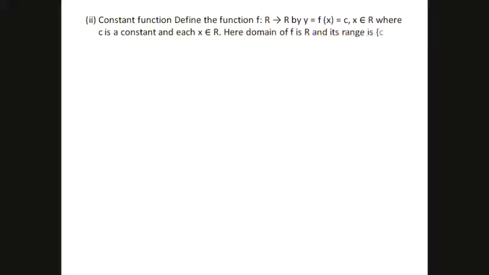Next is the constant function. A function f from R to R, y = f(x) = c, where c is a constant. Wherever we put any real value of x, we get the same result c. Here x belongs to R, where c is a constant. The domain of f is R, R meaning real numbers, and the range is {c}.